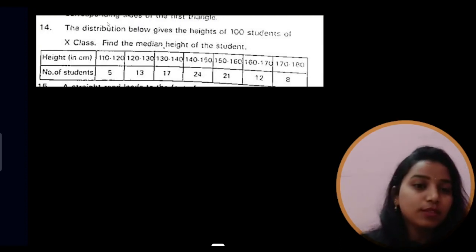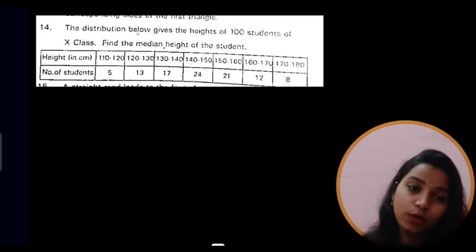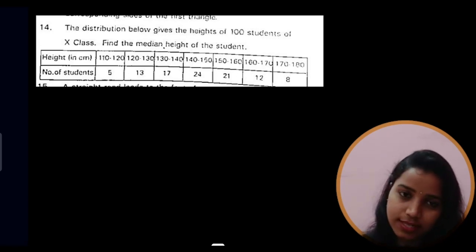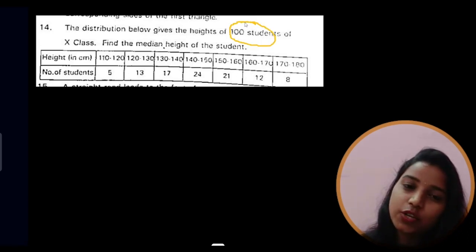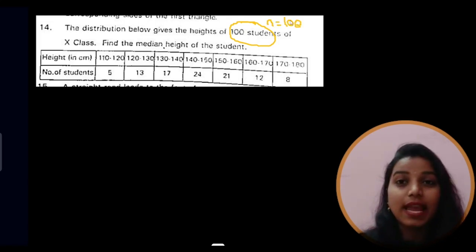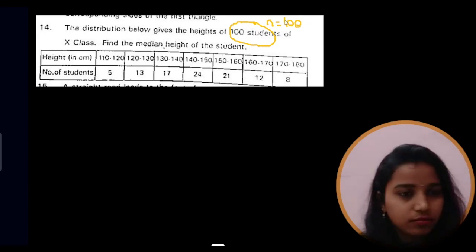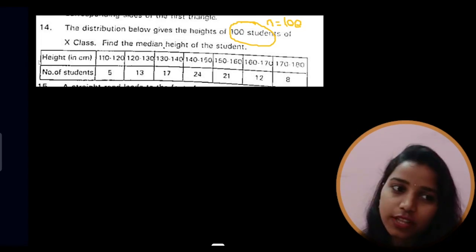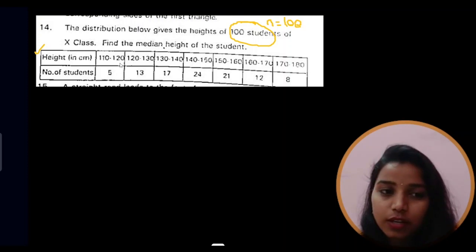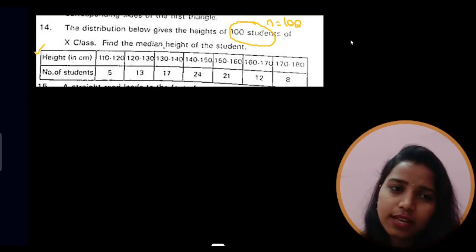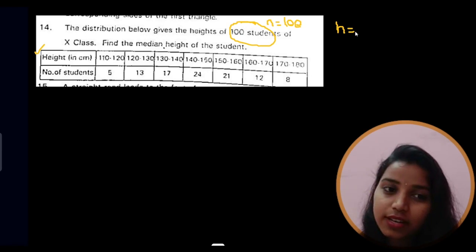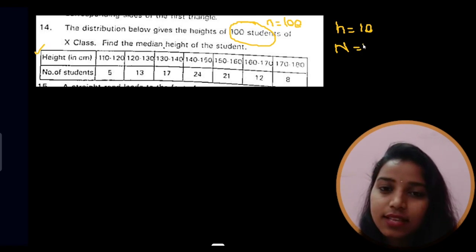So what he's asking: the distribution below gives the heights of 100 students of class 10. So from this information, what you can understand is the total frequency, n, the total number of students, is 100. Now find the median height of the students. For that, we have got a table starting at 110 to 120. By just looking at this, I can understand that the class interval is 120 minus 110, that is 10, and n value is 100.